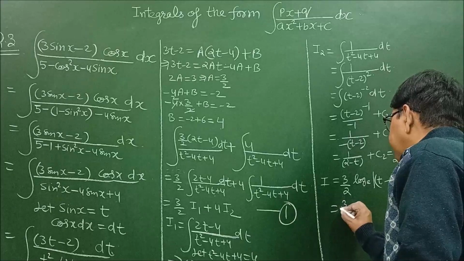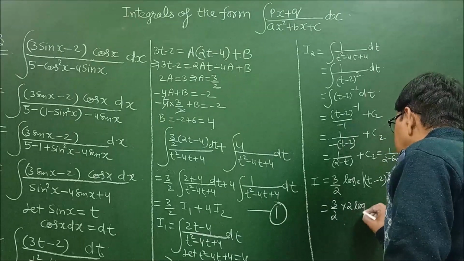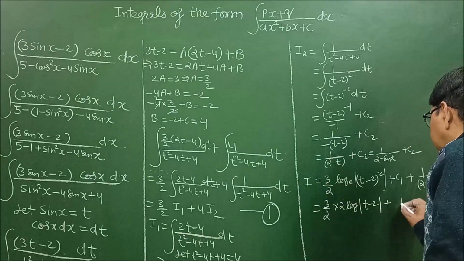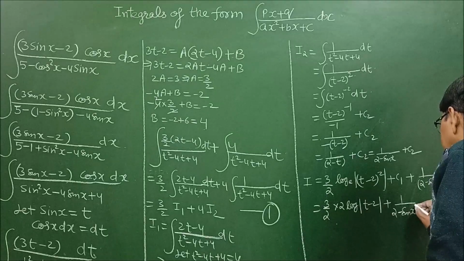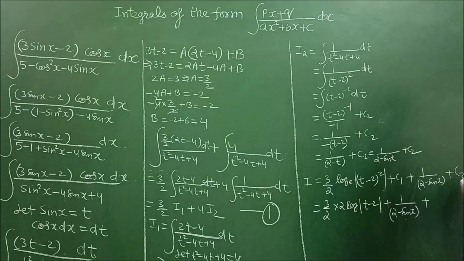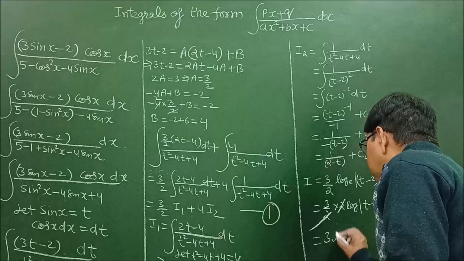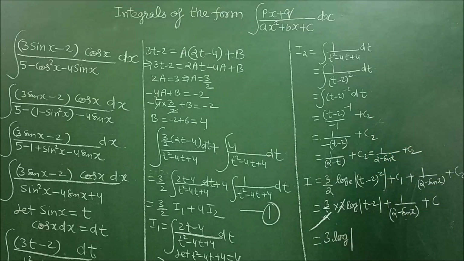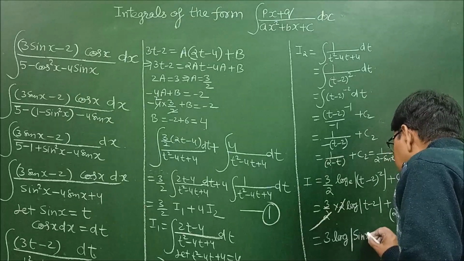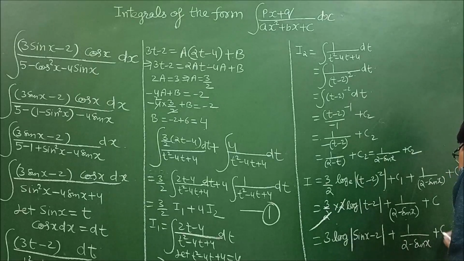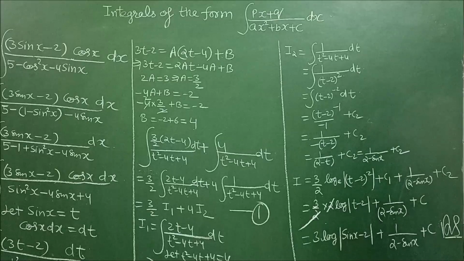Now this is equal to 3 upon 2 into 2 log t minus 2 plus c1 plus c2 plus 1 upon 2 minus sin x. c1 plus c2 can be written as c, and this 2 and 2 get cancelled, so this is equal to 3 log, and putting the value of t as sin x, mod sin x minus 2 plus 1 upon 2 minus sin x plus c. So this is the final answer of the question.